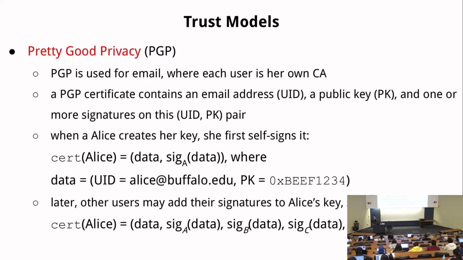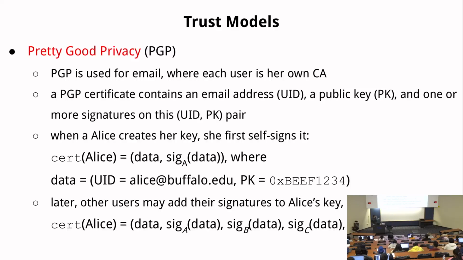Let's say Alice. The PGP certificate will look like this: the data is just Alice's email address and the public key part, and Alice will self-sign this. Like we said, a self-signed certificate is not necessarily trustworthy because anyone can sign this, right? However, in PGP, other people can endorse your certificate.